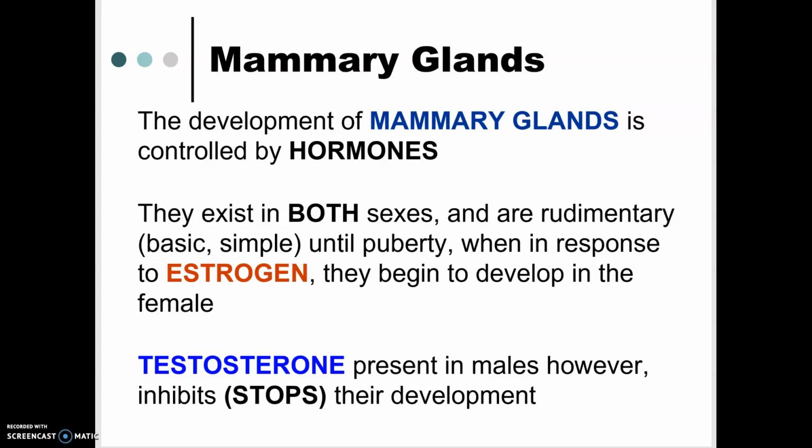So in females, they'll be rudimentary and basic until puberty, when the level of estrogen goes up. That's when mammary gland development will occur, and that's because of increased levels of estrogen in the female and increased levels of testosterone in the male, which prevents the development of the mammary glands.